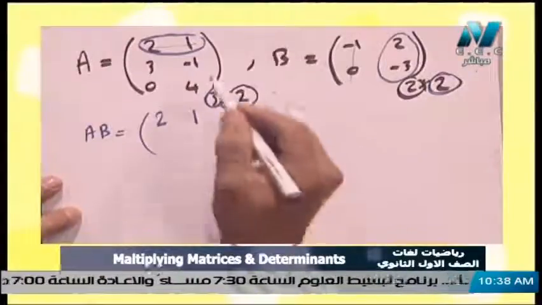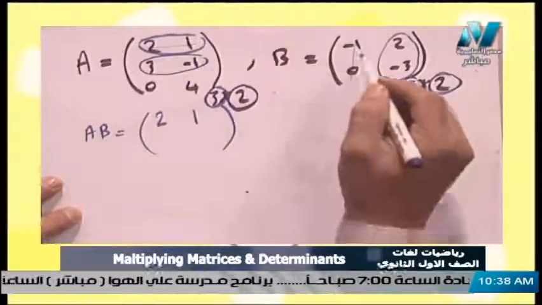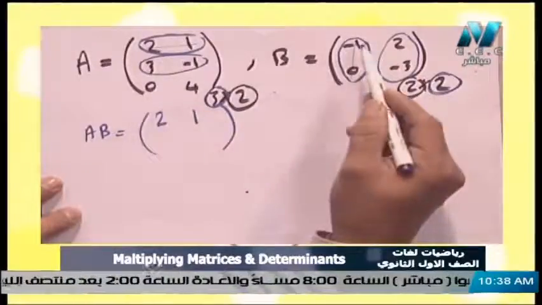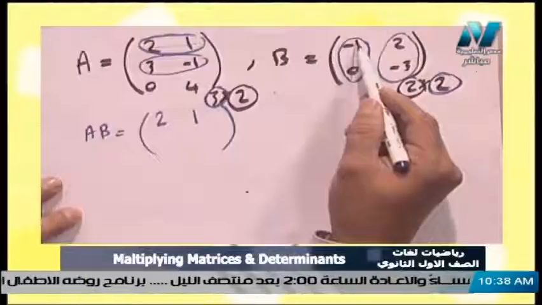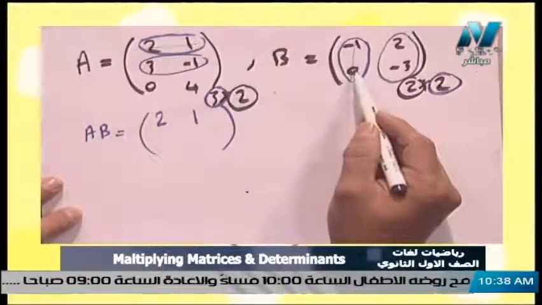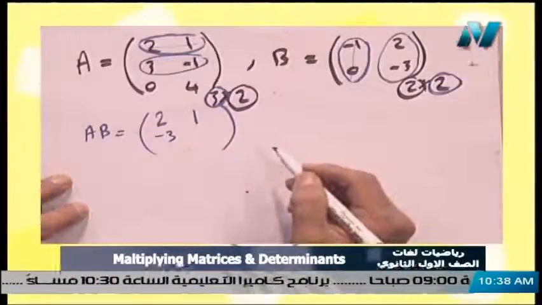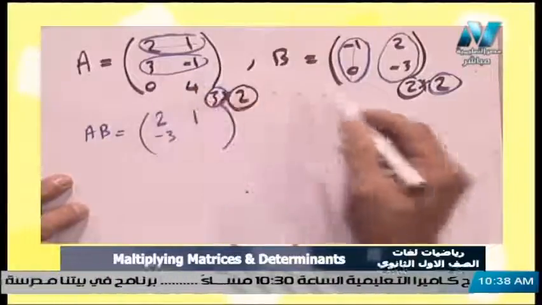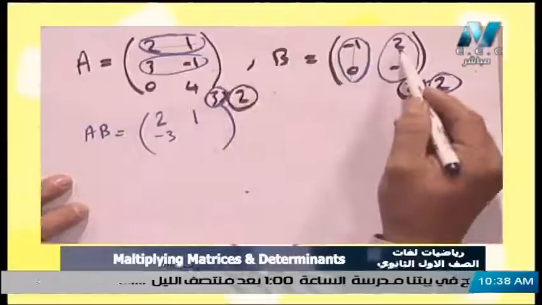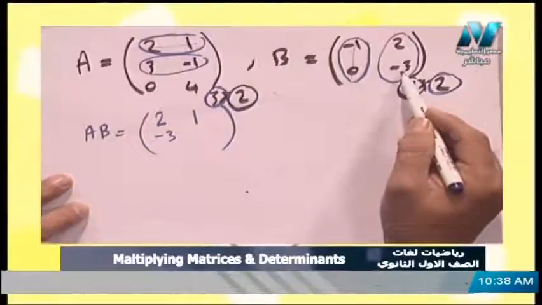Okay, let's move to the next row here. We'll multiply it by the first column. 3 times negative 1 equals negative 3, plus negative 1 times 0 equals 0. So it's equal to negative 3. And the same row multiplied by the second column here. 3 times 2 equals 6. And negative 1 times negative 3 equals 3. So it's 9.